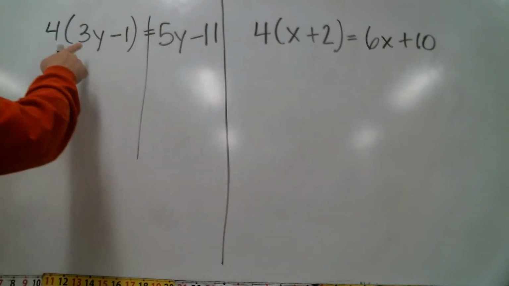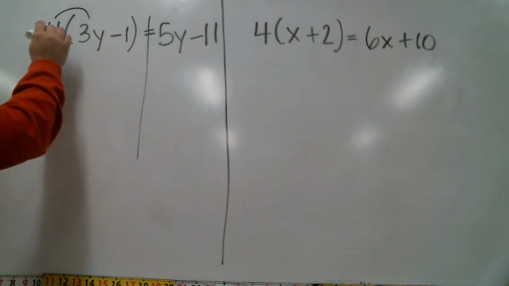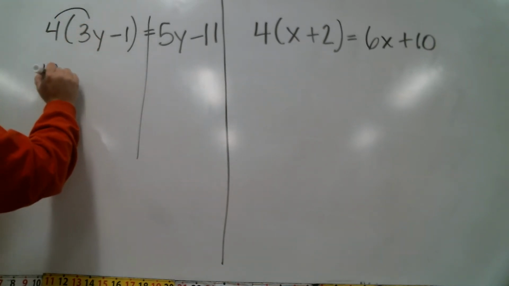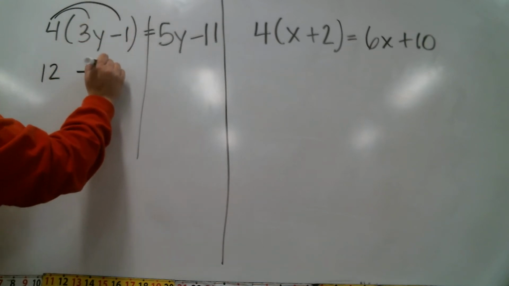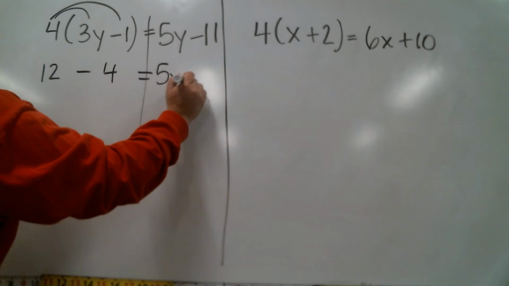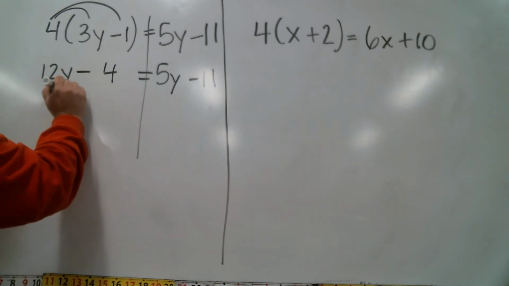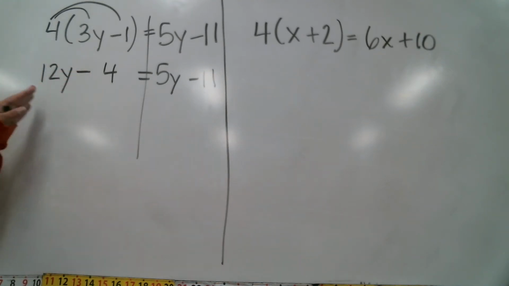So if I look at this, I see that I have the distributive property here. I have to distribute this 4. So 4 times 3y is 12y. And 4 times negative 1 is negative 4. And then I rewrite the rest of this. Then I'm left with an equation. Oops, I forgot my y right here. I'm left with an equation that has a variable on both sides.